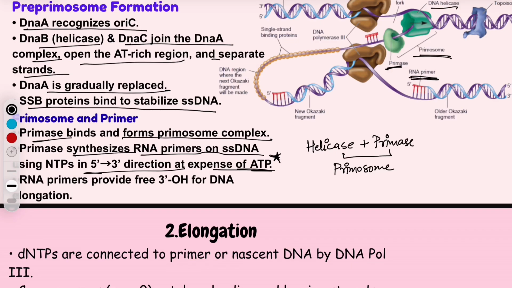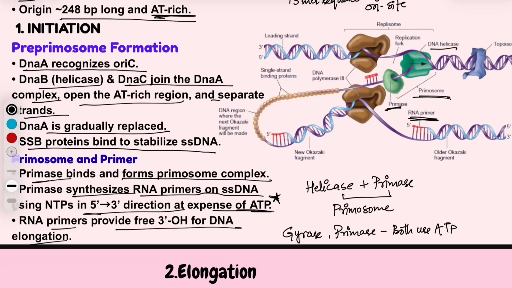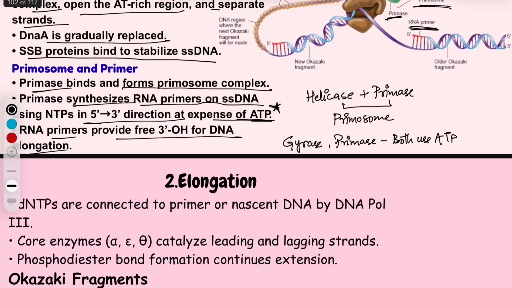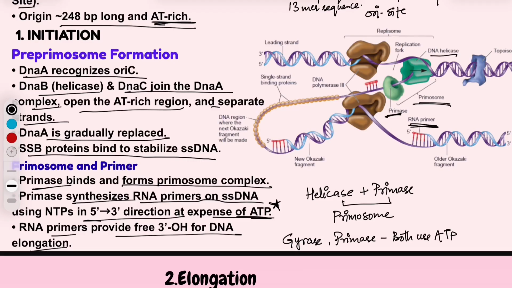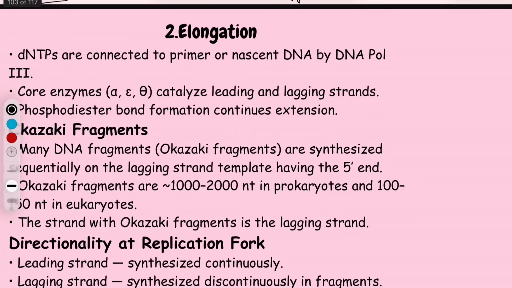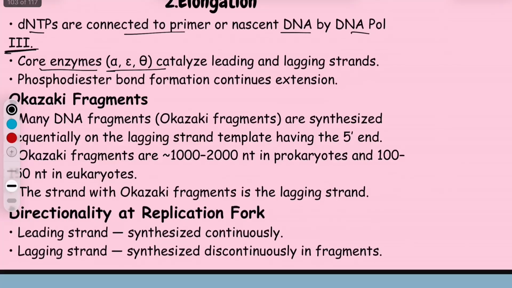Primase synthesizes RNA primer on single stranded DNA. Primase is responsible for synthesizing the RNA primers needed for single stranded DNA replication, using NTPs in the 5' to 3' direction at the expense of ATP, which means gyrase and primase both use ATP to function, and RNA primers provide a free 3' OH for DNA elongation. Now primase has joined the primer. Now further nucleotides are added by DNA Pol III.